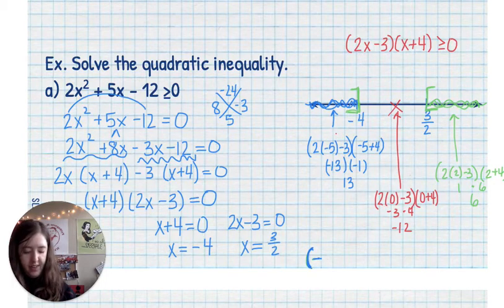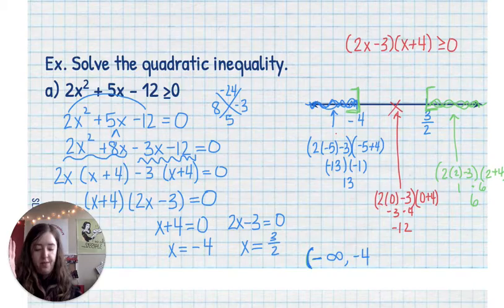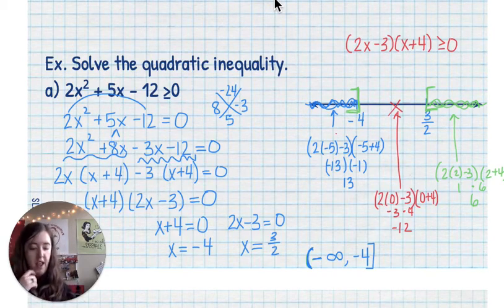We're going to start off at negative infinity. And then we stop having values at -4. It's or equal to, so we have a square bracket. Then we have a little bit of a gap. And then we're starting back off at 3/2.